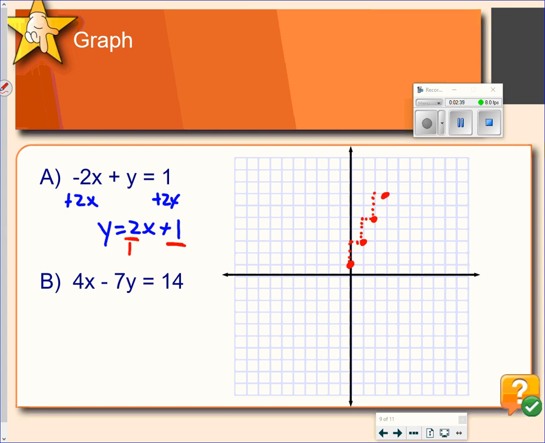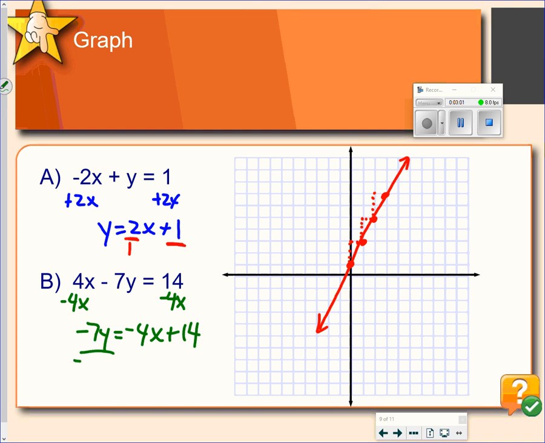Once you have enough points where you can see where the line's going, then draw a line through your points, and that's the first one. For the second one, we're going to solve for y, so we'll subtract 4x. So we have negative 7y equals negative 4x plus 14.